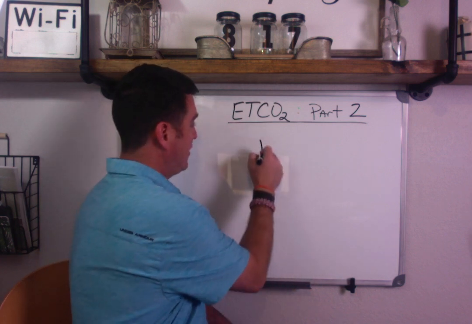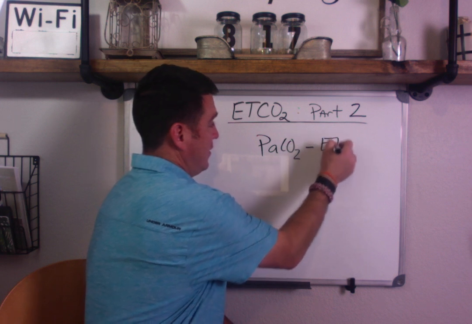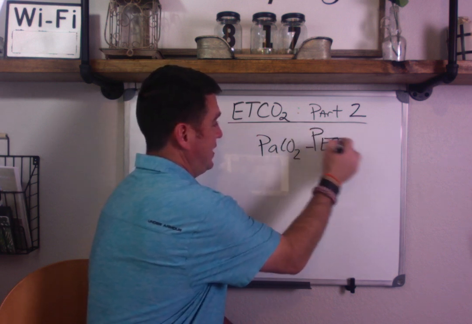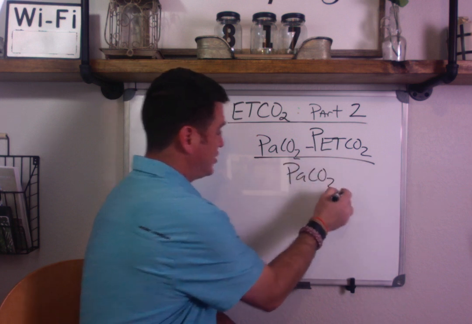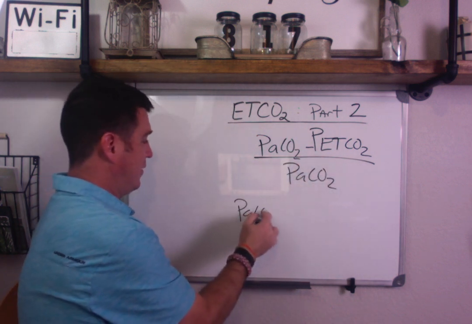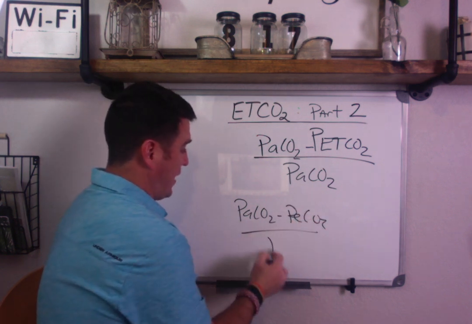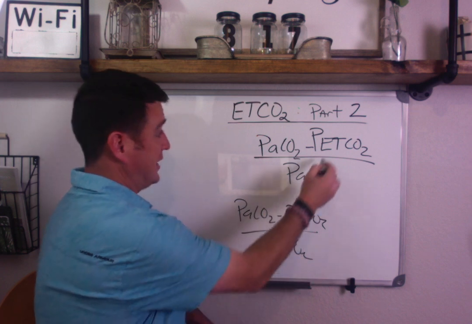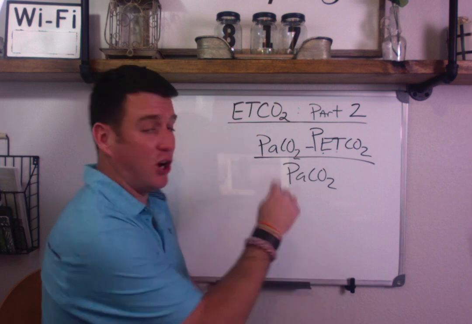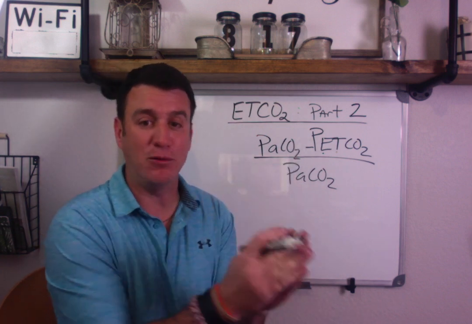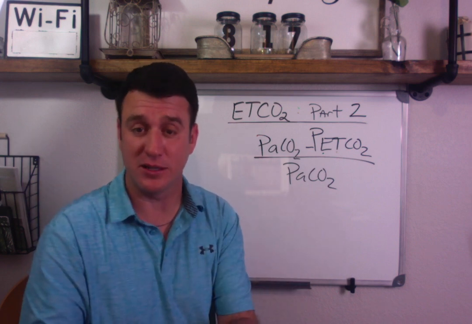There's a formula, and the formula is PaCO2 minus PetCO2 over PaCO2. So a lot of times you'll just see it as PaCO2 minus PetCO2 over PaCO2. Okay, now for completion's sake, I'm going to leave the end-tidal title in here so you know what this number reflects. Okay, now what this is going to tell you is the amount of dead space that your patient is experiencing.